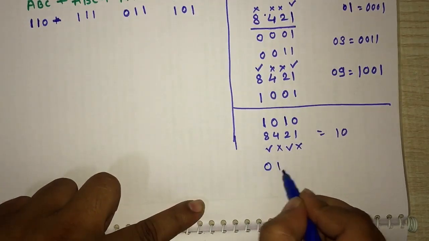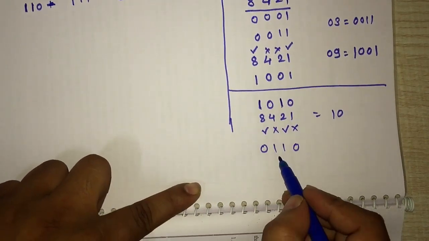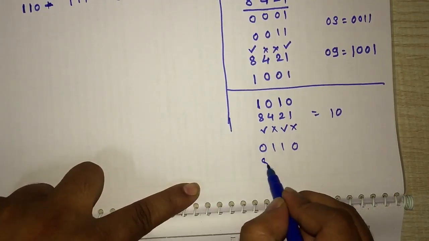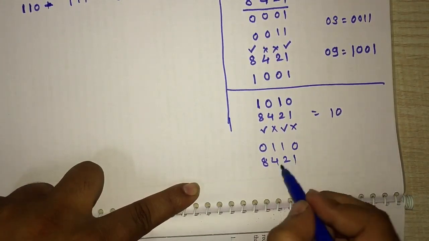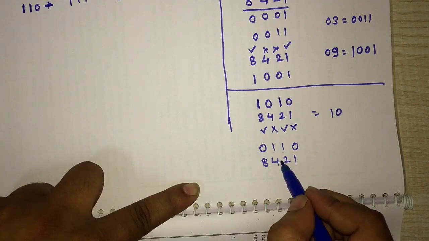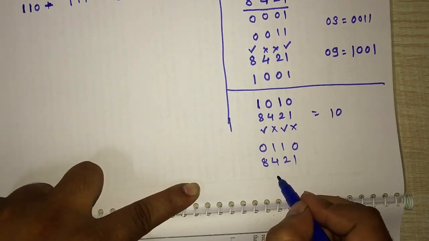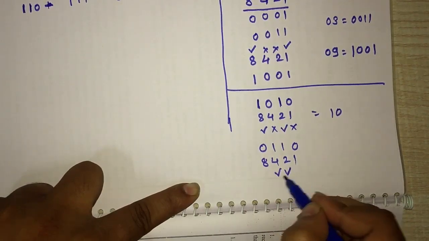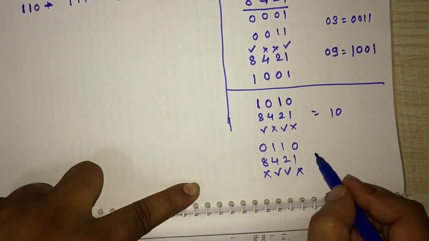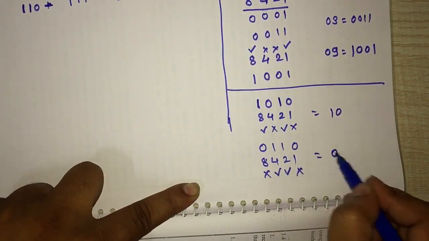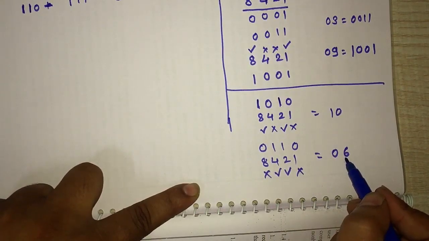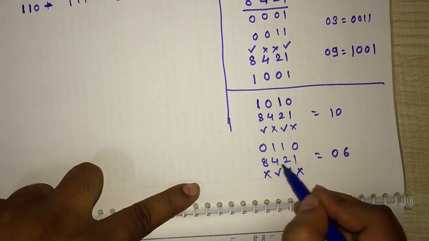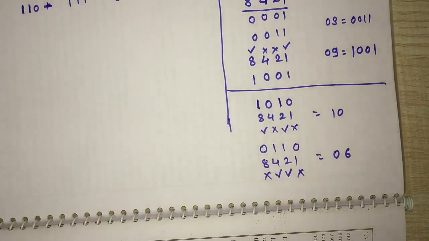Likewise, suppose 0, 1, 1, 0. This value we have to convert into decimal. Again use the 8421 format. Where the 1 is present, only select those terms. So 4 is present, 2 is present, 8 absent, 1 absent. 4 plus 2 is 6. So this is the equivalent value of this binary number.